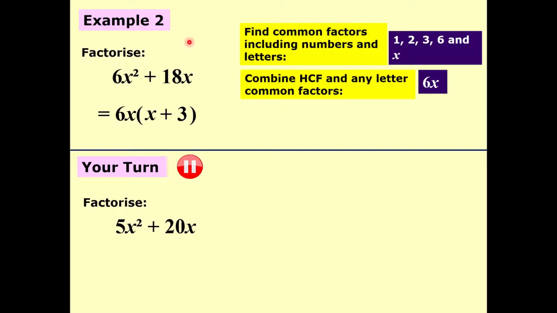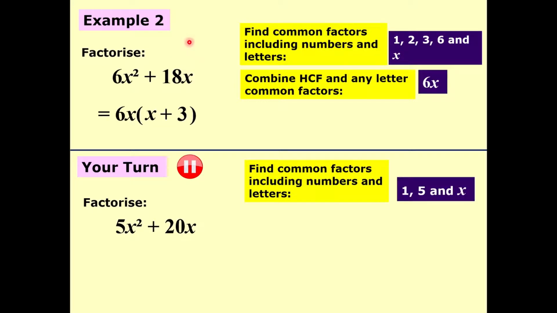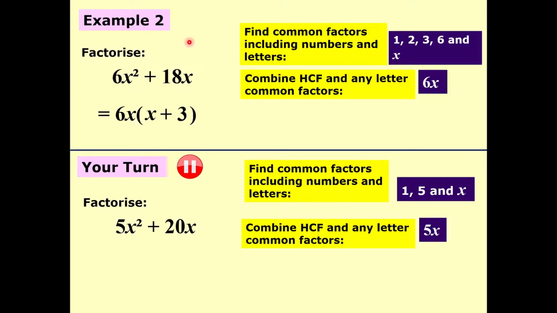Okay, let's go through the answers now. So 5x squared plus 20x, all our common factors. We've got 1, 5 and x. We're going to combine our highest common factor with any other letter terms. So 5x is what we're going to take on the outside of our bracket. So what do we need to times 5x by to get 5x squared? We just need to times it by x. And then 5x times 4 to give us 20x. So you should have 5x and in bracket x plus 4. So well done if you got that.